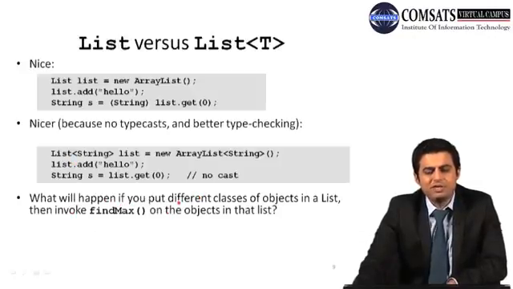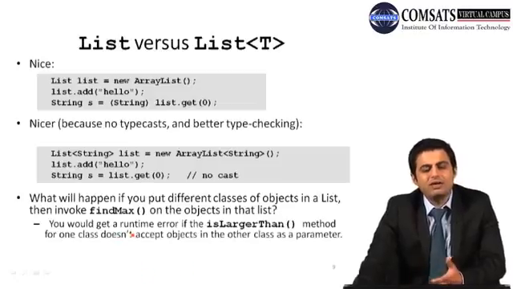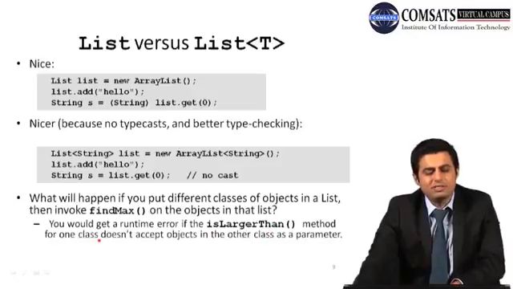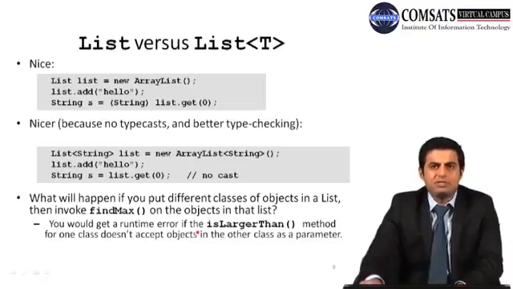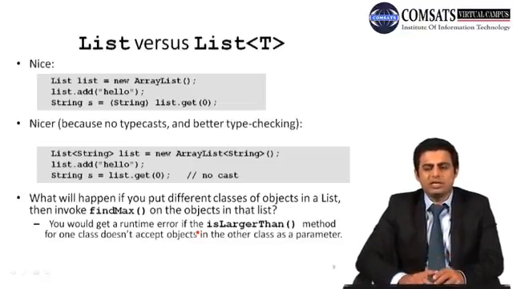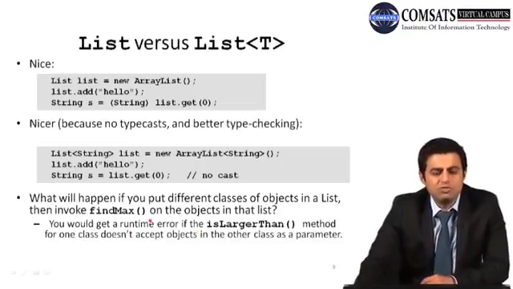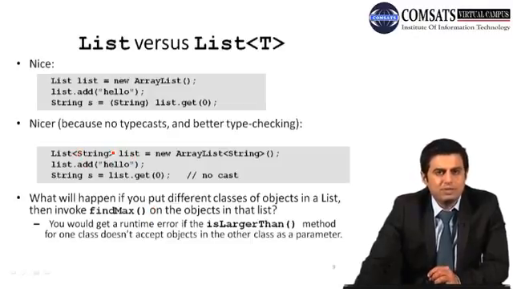So what will happen if you put different classes of objects in a list? Well, this is just the variables, but just imagine the situation where you are going to put classes in that kind of list, then invoke findMax on the objects in that list. If you want to find which is the maximum object, you would get a runtime error if the isLargerThan method for one class doesn't accept objects of another class as a parameter. This type of situation can arise anytime if you are not going to write this kind of template, like if you're not going to declare it. And especially when you are going to make a list of classes, then you should always parameterize it in the beginning. Well, this is not exactly typecasting, but this could be called parameterization, or you are making it a template.